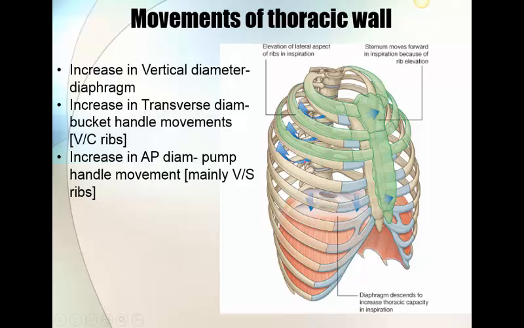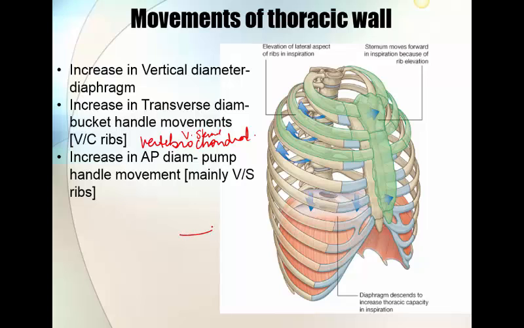The transverse diameter increases because these obliquely placed ribs move up. So you can see this. This is an obliquely placed rib. When it moves up, it increases the transverse diameter. And this is what is called the bucket handle movement, and it is done by vertebrochondral ribs. That means the first seven, the vertebrochondral, the 8th, 9th, and 10th, and also the vertebrosternal, but the lower vertebrosternal. So both vertebrochondral and the lower vertebrosternal ribs.